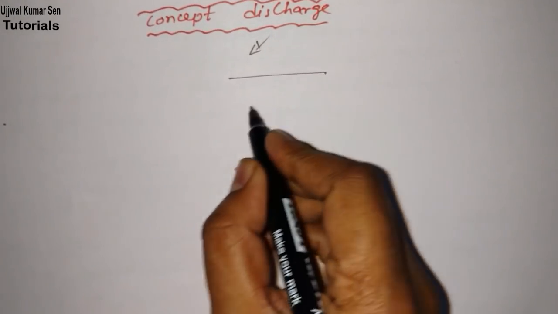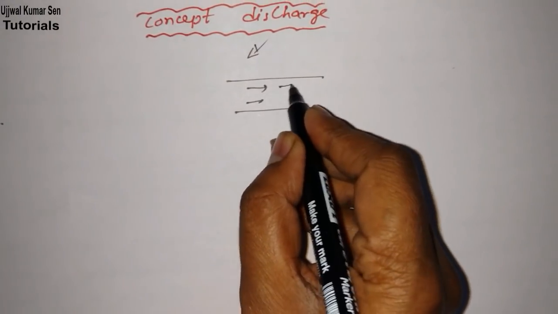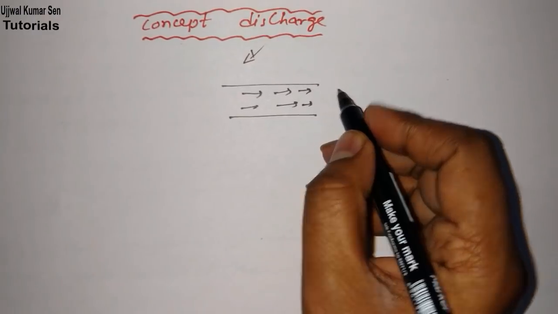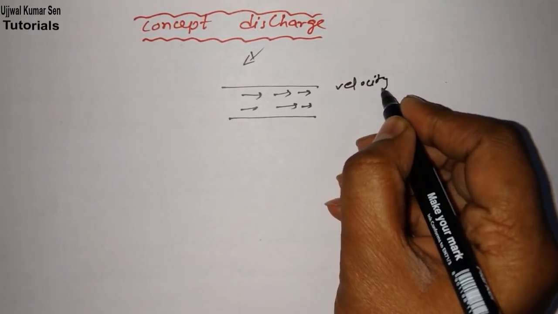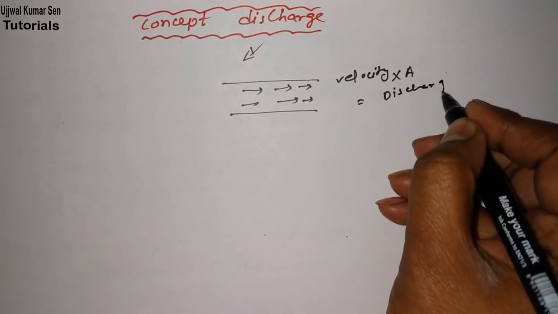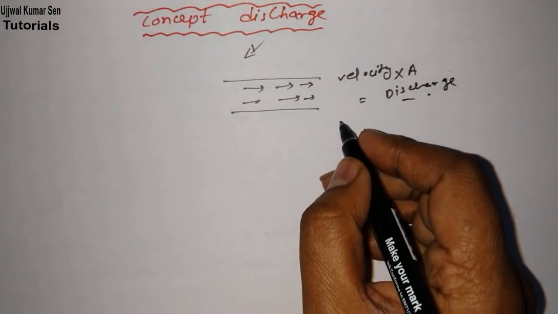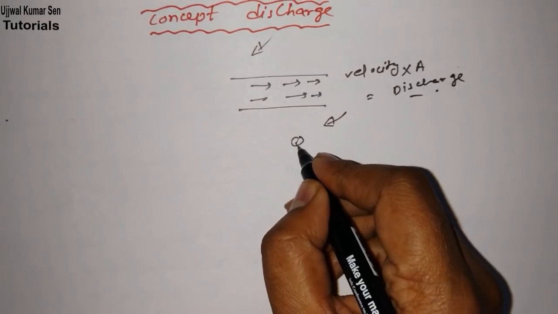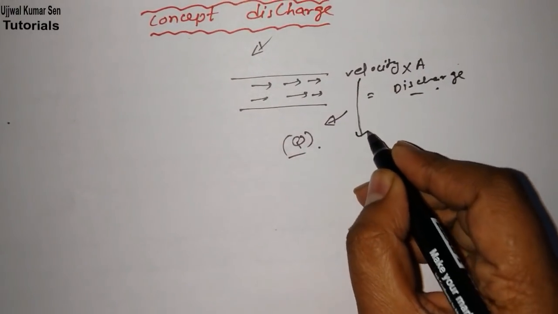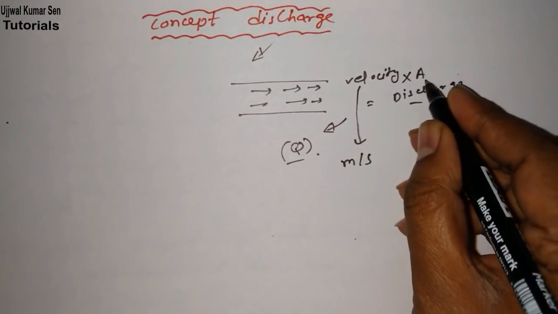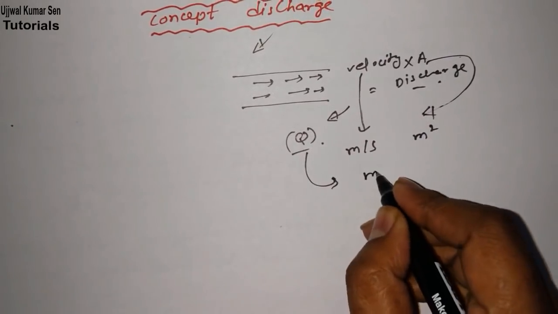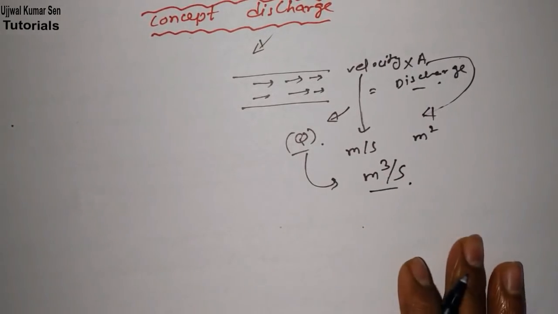Suppose that this is a pipe and fluid is flowing through this pipe. The velocity per unit cross-sectional area is known as discharge, and we denote it by Q. If you look at the units, the unit of velocity is meter per second and the unit of area is meter square, so the unit becomes meter cube per second.